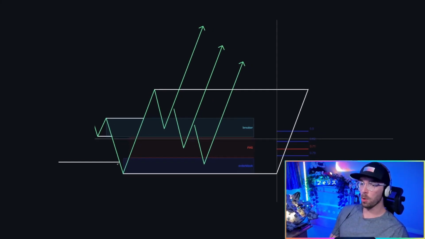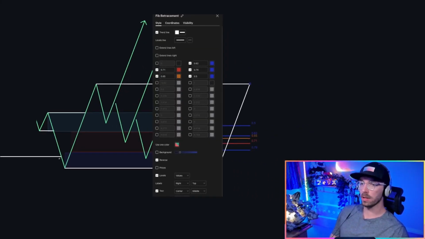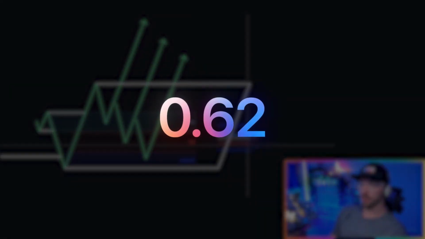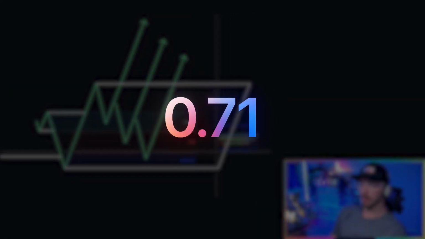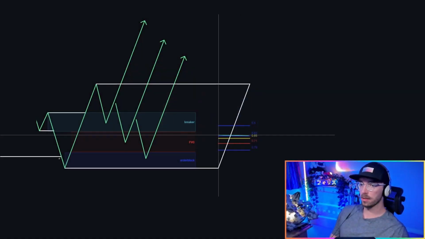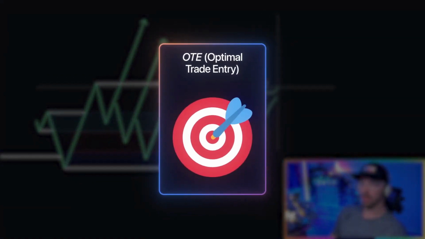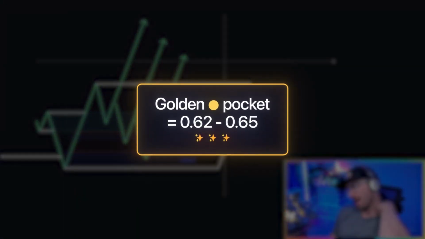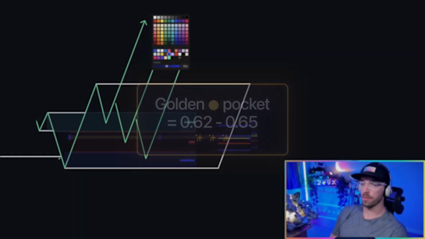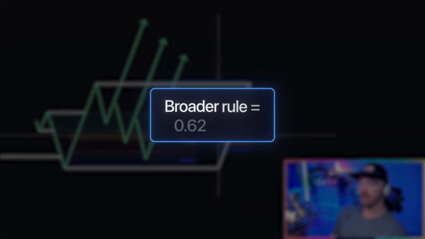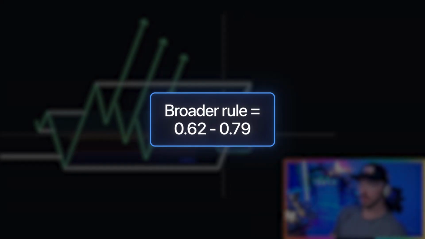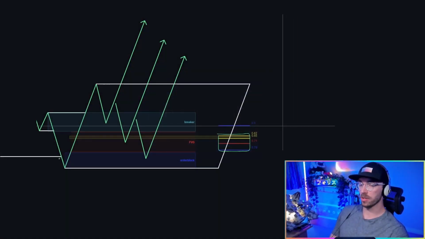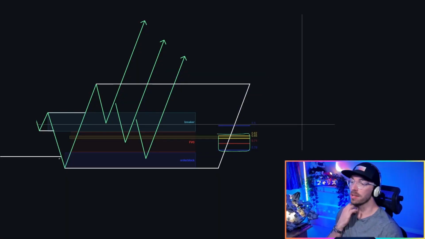And the 3 levels that I'm most interested in, I'm actually going to add one more level there. 4 levels: the 0.62 fib, the 0.65 fib, the 0.71 fib, and the 0.79 fib. All of them together are known as OTE, optimal trade entry. I believe that's an ICT concept. And out of those, the golden pocket, which I'm sure you've all heard of, is the 0.62 to the 0.65 fib, a level which a lot of the time price will hit and reverse. Broader rule, everything from the 0.62 to the 0.79 is considered OTE. I think the actual OTE fibs are 0.62 and 0.79, and then 0.71 is just the midpoint.